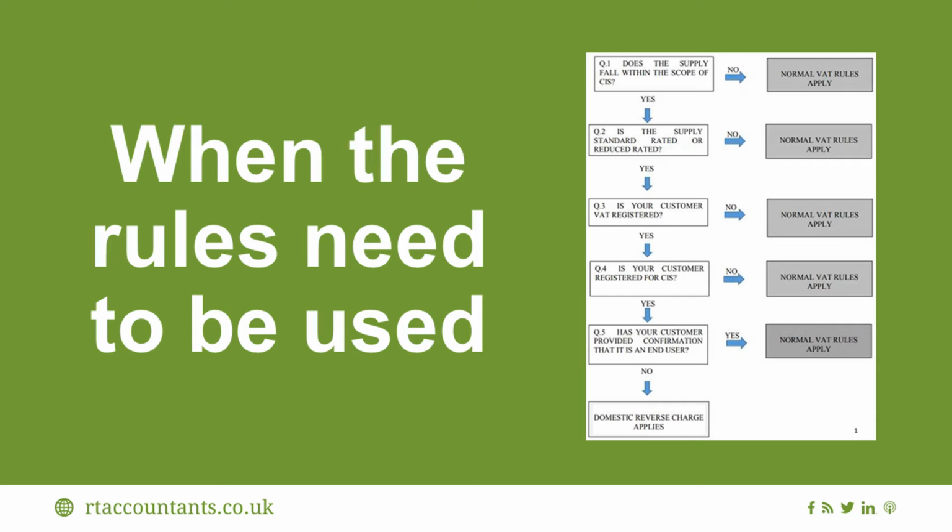You may zero rate some other types of work if it meets certain conditions, including building a new property and construction work on other types of buildings. If you answer no, i.e. that you are making zero rated supplies, then carry on as you do now.